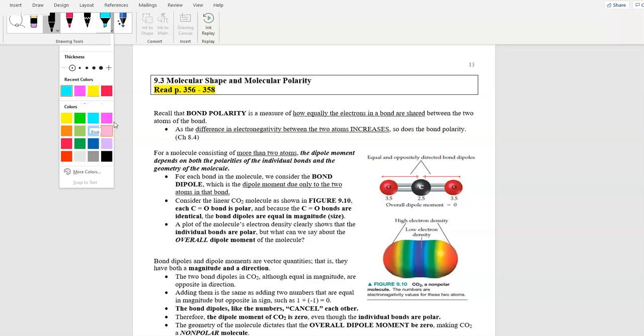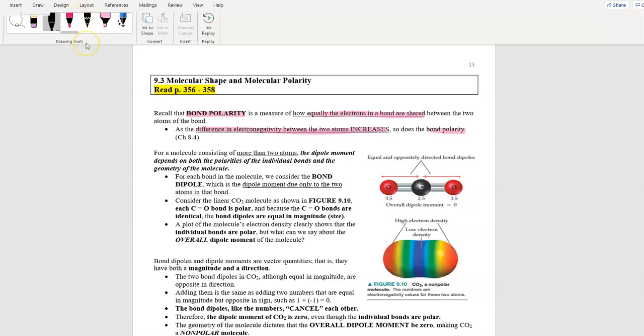We call that bond polarity. So is a bond polar or nonpolar? It is the unequal sharing of the electrons in between those two atoms. As the difference in electronegativity increases, so basically the more different those two elements are, so does polarity.